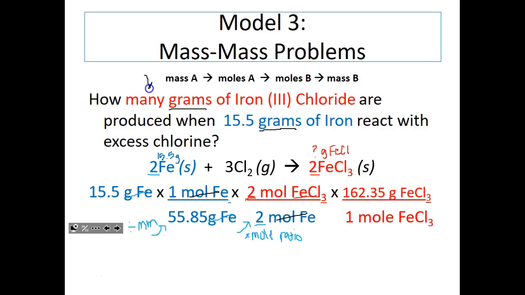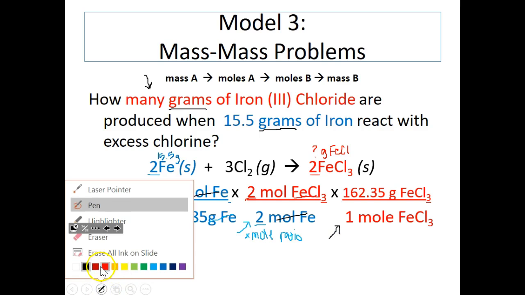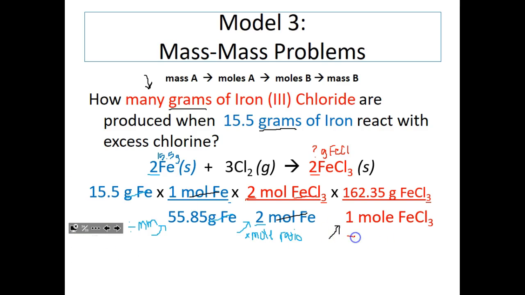but that's not what we're looking for. We're looking for grams. So in our last step, we are going to multiply by the molar mass of our unknown. Okay, we're going to multiply by the molar mass of our unknown to determine the grams that we have of that substance. So the molar mass of iron 3 chloride is 162.35. Okay, and we got that by taking the sum of the molar mass of iron and 3 chlorines. Okay, and those all added up to 162.35.